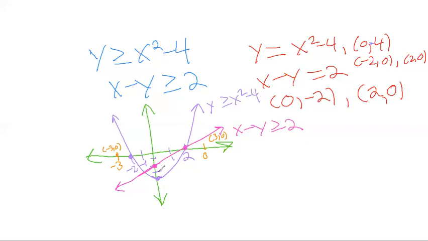So the fact that it didn't work here and it didn't work here, so these regions are out. Since nothing worked here or here or here, well, then let's try in here, where this region is bounded by these two graphs. So let's pick the point 0, -3.